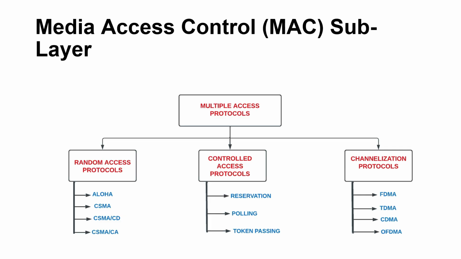This is the media access control, the MAC sublayer. The MAC sublayer is divided into three functions. The first is the multiple access protocol. The random access protocols include CSMA, CSMA/CD and CSMA/CA. The controlled access protocols are reservation, polling and token passing. The third is the channelization protocols, whose sub-functions are FDMA, TDMA, CDMA and OFDMA.